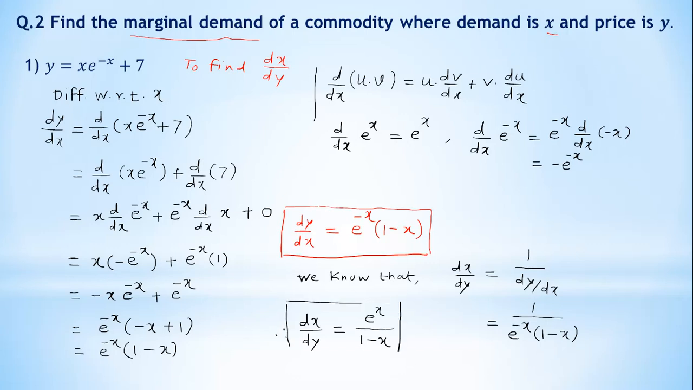So what is the marginal demand of a commodity where demand is x and price is y? Whenever y is equal to x into e raised to minus x plus 7 is given to you, the answer is dx by dy is equal to e raised to x upon 1 minus x. So solve this type of question from your exercise number 3.2. Okay.